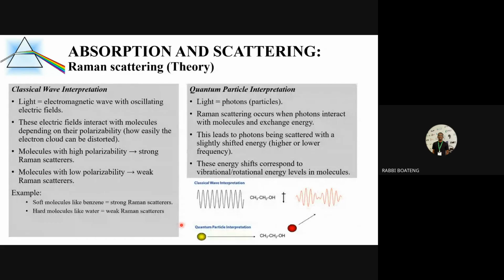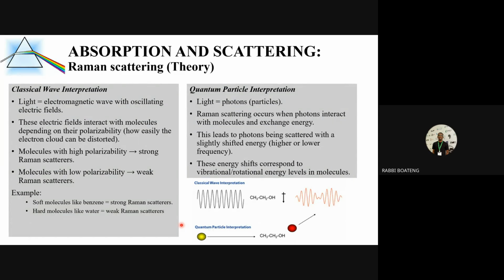In fact, there are two basic theories that can interpret Raman scattering. The first one is viewing it from the classical point of view and the other is checking it from the quantum point of view. If we are going to do these two things, in the quantum view you have to look at light in the form of photons, and in the classical view, we look at light in the form of an electromagnetic wave.